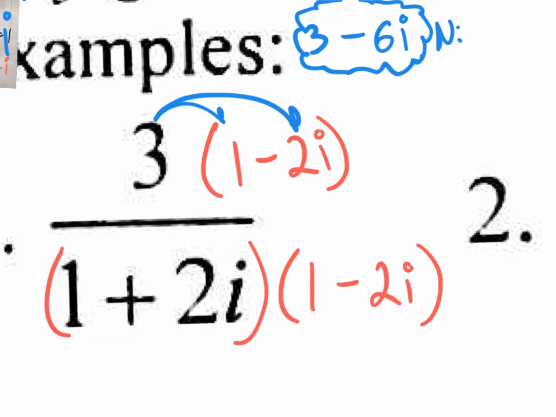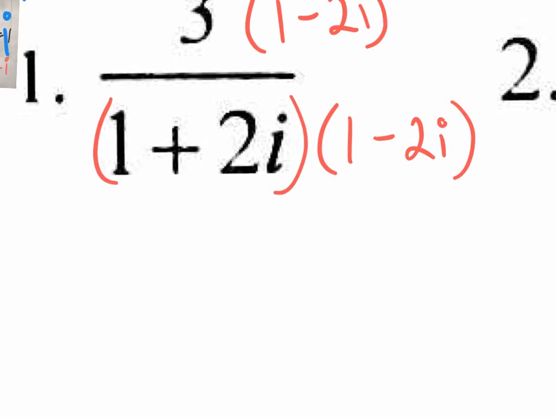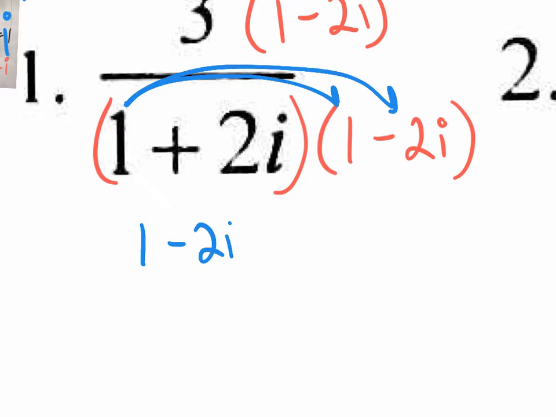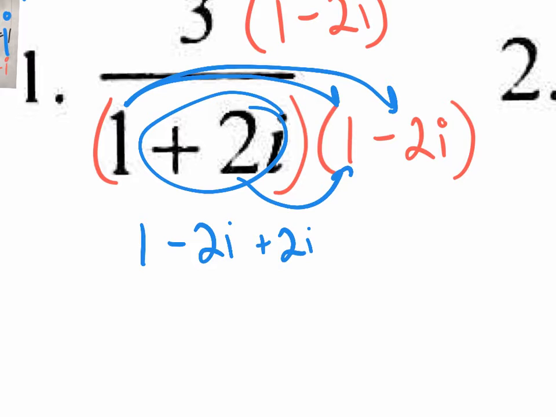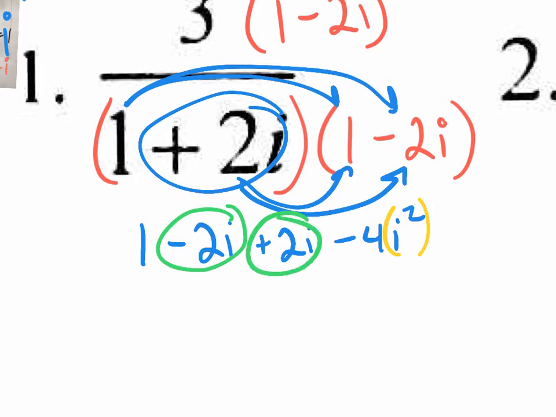On the bottom, we have a lot of work to do. We're going to distribute. So I'm going to ignore the answer up on top for a little while. 1 times 1 is 1. 1 times negative 2i is negative 2i. And then positive 2i times 1 is a positive 2i. Then a positive 2i times a negative 2i is a negative 4 with an i squared. Now we should remember that i squared we need to replace with a negative 1, correct? What about these middle values? What happens to the negative 2i and the positive 2i? Cancel out, okay.